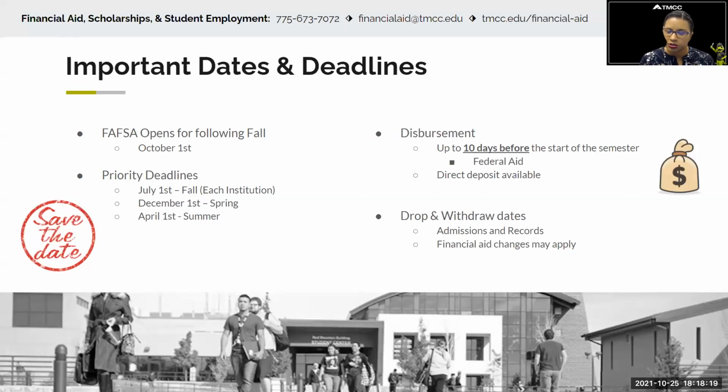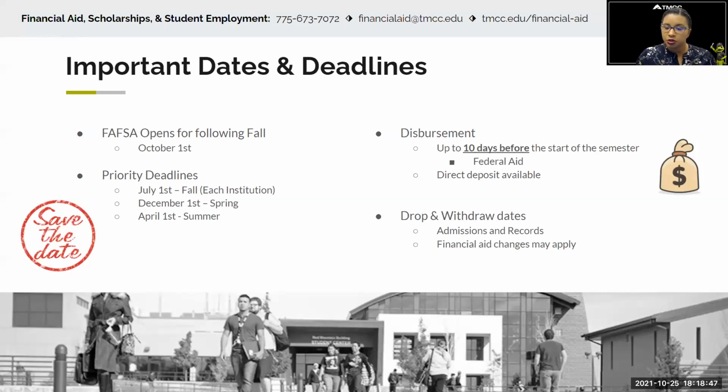Disbursement, which just means getting your financial aid applied to your account, cannot happen any earlier than 10 days before the start of the semester if you're getting any federal aid. And most schools do have direct deposit available, and I highly recommend that you do sign up for that because you can get your financial aid faster, so it doesn't have to go through the mail.